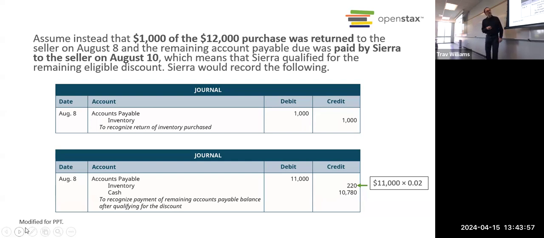So when they return $1,000 worth of inventory, we see inventory going down with a credit, and accounts payable goes down with the debit. So how much do they owe at that point? Exactly, 11,000. 12,000 minus 1,000 is 11,000. And then they would get 2% off of that, right?